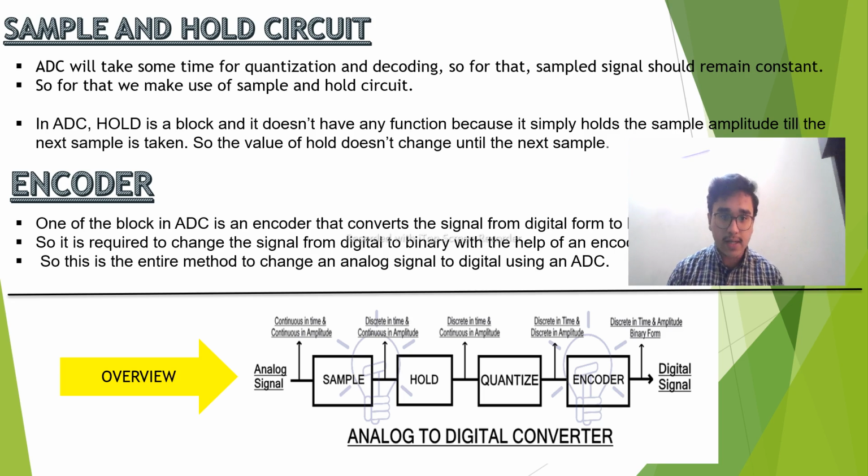You can see here that in the initial part the analog signal was continuous in time and continuous in amplitude, but at the last, from the encoder, the output is discrete in time and discrete in amplitude, and that is the overall concept of analog to digital converters. Okay, it is very simple. So let's move on to the types of ADC.